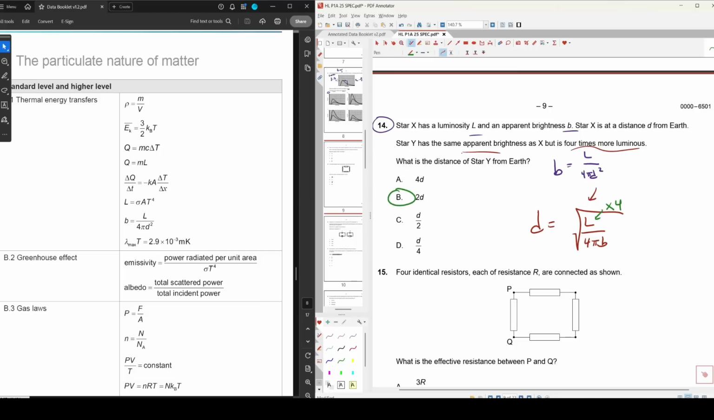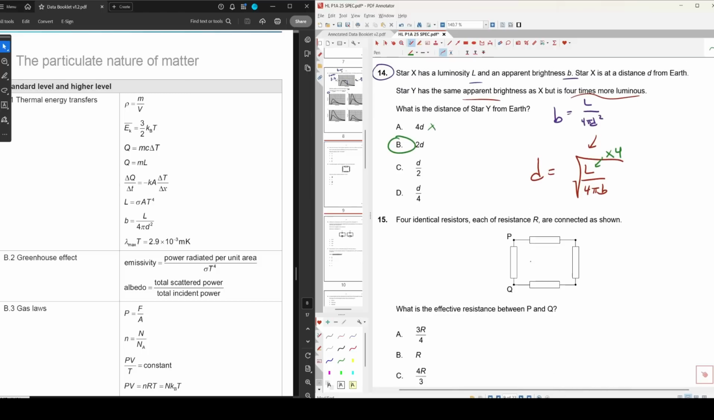And concept-wise, it makes sense to me too. I'm going to do a quick mental check. It's 4 times more powerful, but it looks just as bright. It must be further away. And there's a square root in this equation. So 4 is the trap answer. It's B. Let's keep going.